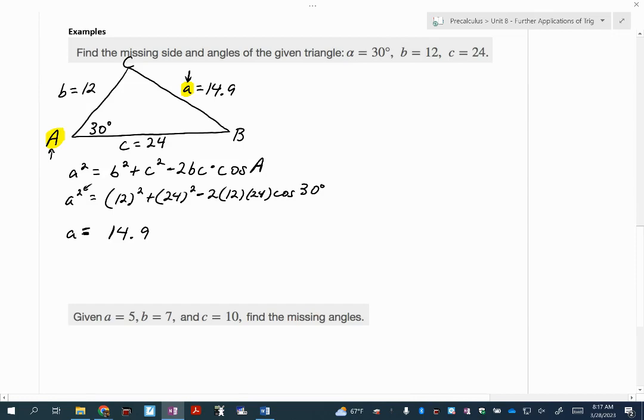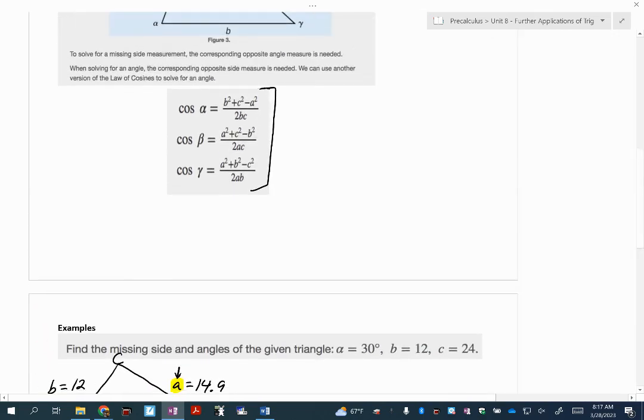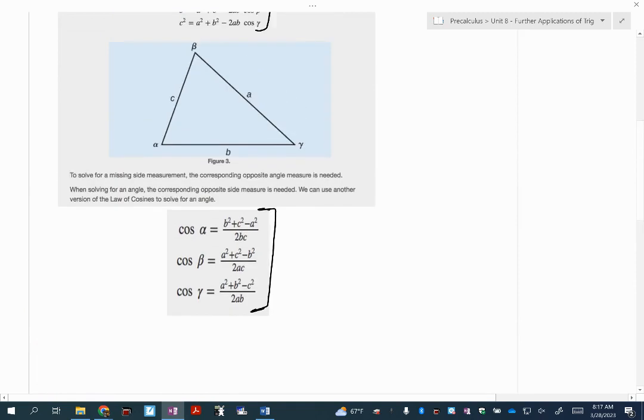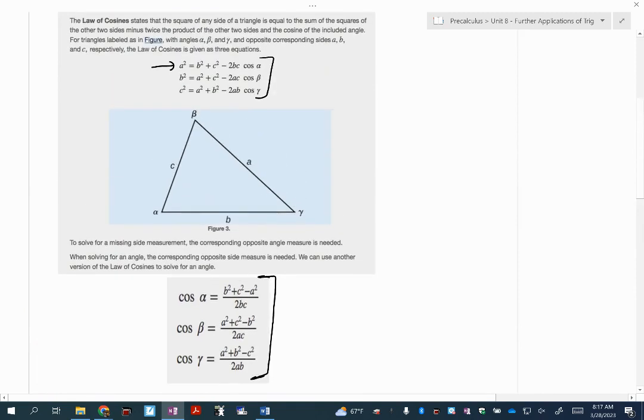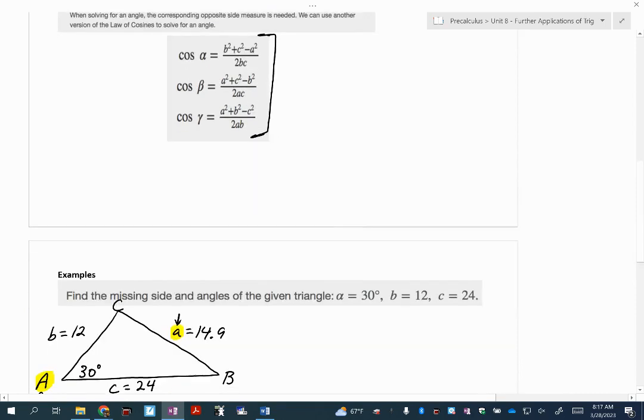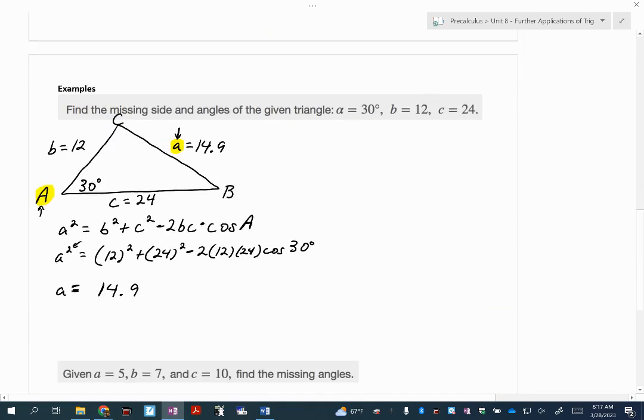If you'd like to continue with the law of cosines, you will need to use one of these three at the bottom, which is really just those three at the top rearranged to solve for the cosines. All right, we will be using one of those on the next example.